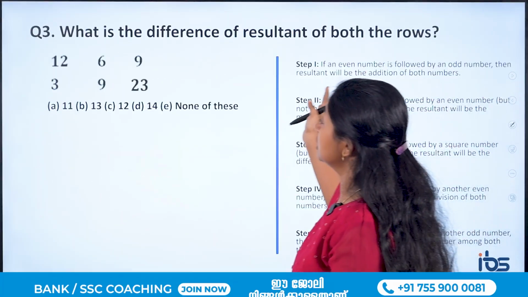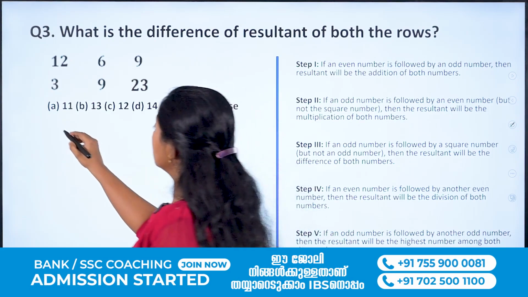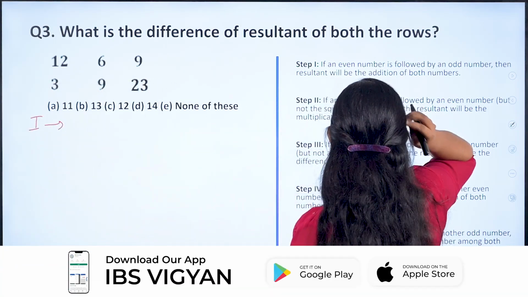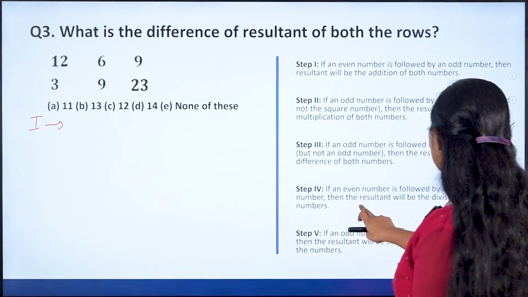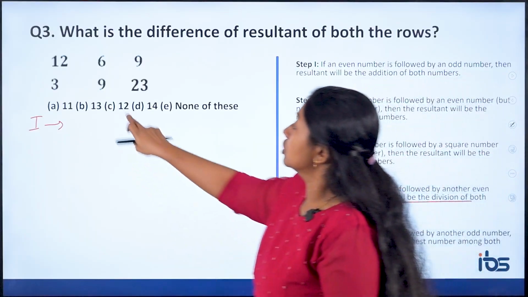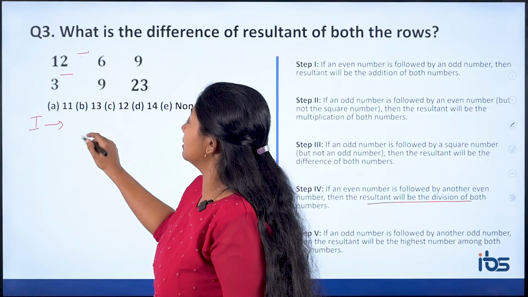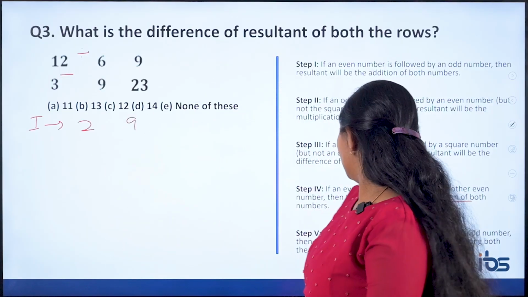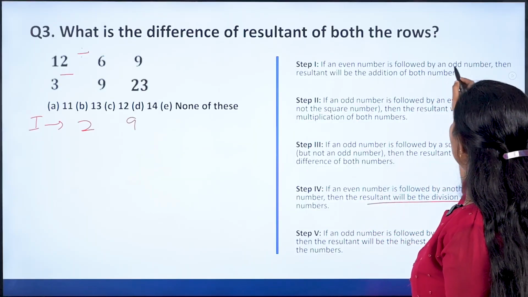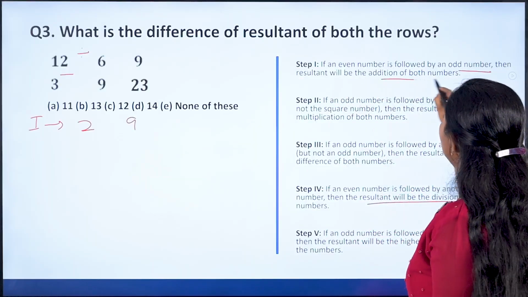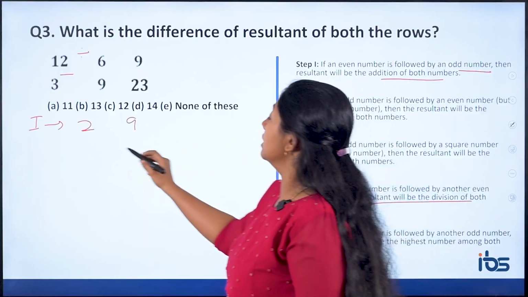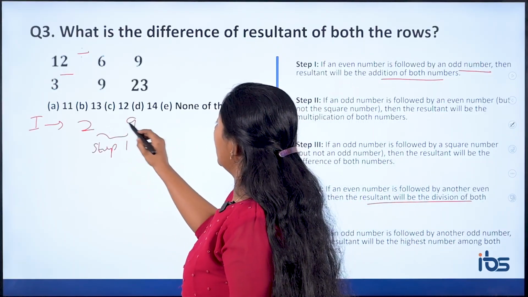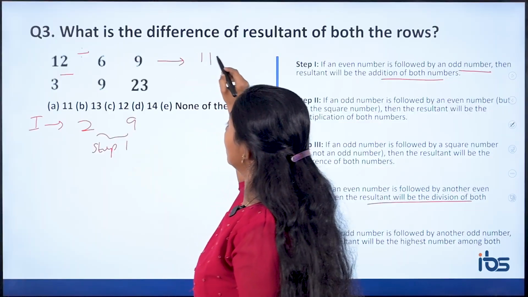If you do it in this manner, here also in row 1 you are going to get even number followed by an even number. So, even followed by another even, then the resultant will be the division. So, 12 divided by 6 you are going to get 2 and 9. Now, even number followed by an odd number, then the resultant will be the addition of both the numbers. So, if you follow step 1, you are going to get 9 plus 2, resultant of first row as 11.